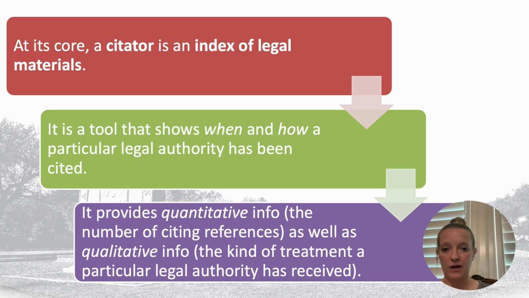Whether you're looking at codified or case law, you want to look at the other types of codified law or case law or even secondary sources that have cited the source that you're looking at. So it provides quantitative info, seeing not only how many other sources have cited the source that you're looking at, as well as qualitative information. So what sort of treatment has this particular piece of law received?